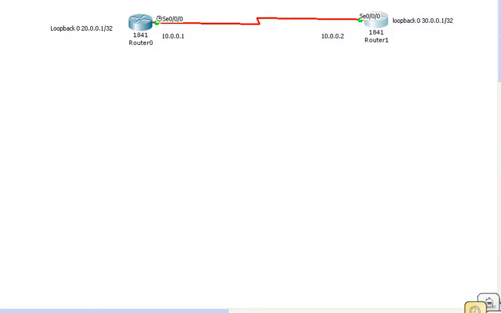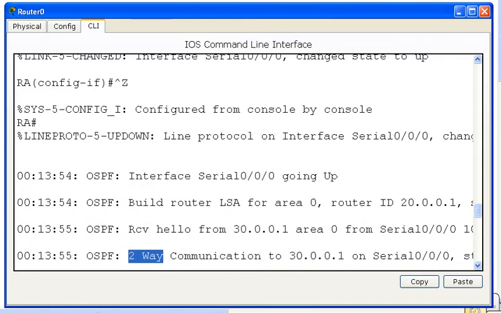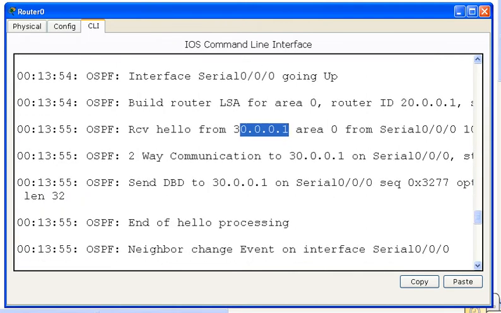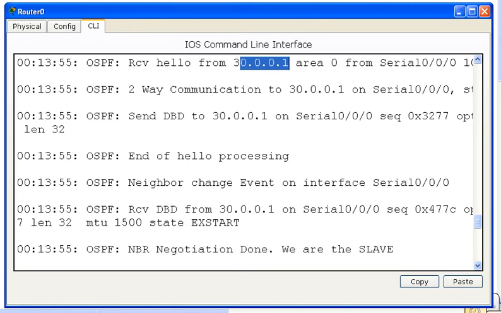After that, go here. When B says hello back, you understand that it is a two-way state. See, you are receiving hello from where? From B. What is the ID of B? 30.0.0.1. Why? That is the loopback address of B. Loopback address is taken as the router ID. Now that is two-way. Once two-way is done, they will try to understand who is master and who is slave by comparing the router ID. Now who has the bigger router ID? RB has the bigger router ID. 30.0.0.1 is bigger than 20.0.0.1.